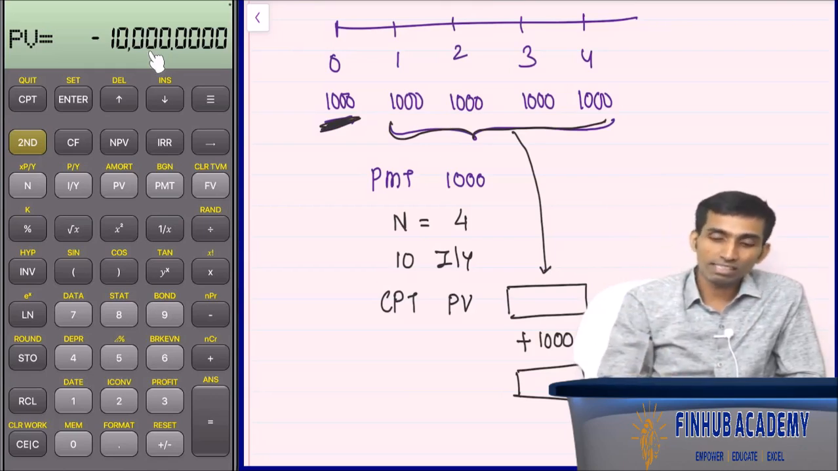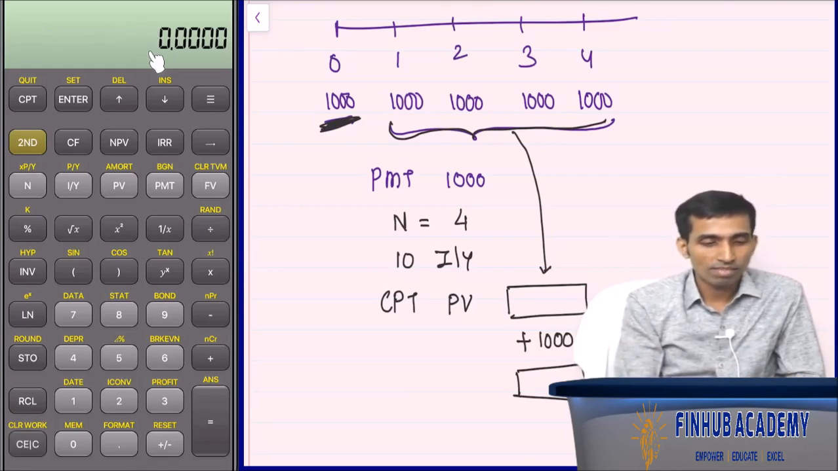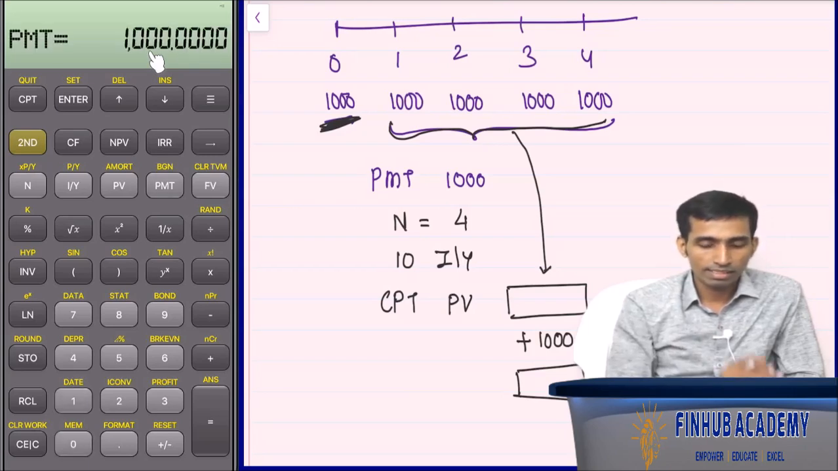I can literally prove this to you. Let's check what the answer is. Second, clear TVM. Remember, 1000 is my PMT. Correct. Now my answer.